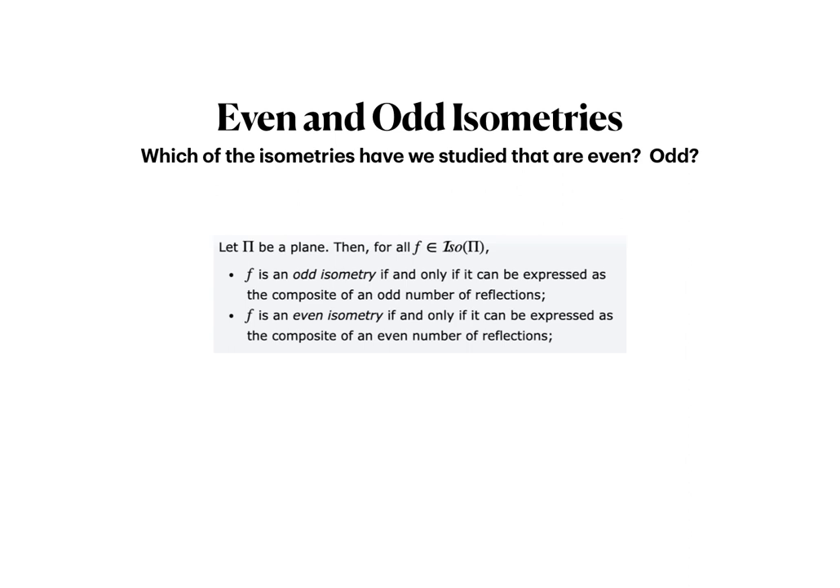One way we can categorize isometries is whether they are even or odd. Even isometries are reflection over an even number of lines. Odd is reflection over an odd number of lines. So which isometries have we studied that are even and which are odd, do you think? Remember that reflection is odd. And the other one that's odd is a glide reflection.